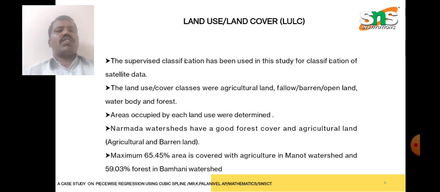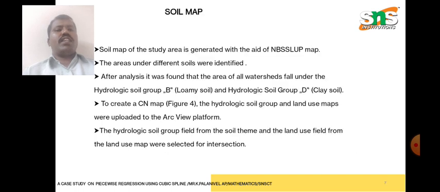Land use and land cover. Thus, supervised classification has been used in this study for classification of satellite data. The land use cover classes were agriculture land, fallow, barren, open land, water body, and forest, and the areas occupied by each land use were determined. Narmada watershed has good forest cover and agriculture land, with a maximum of 65.4% area.